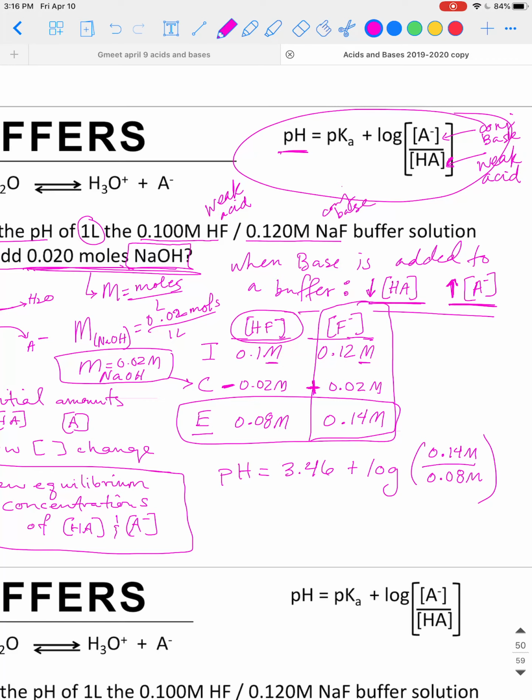So we're just going to plug all that into your calculator. So you're going to do the log of 0.14 divided by 0.08, and you should get 0.24. So you'll do 3.46 plus 0.24, and your pH is now 3.70, right? Yep. That's our new pH.